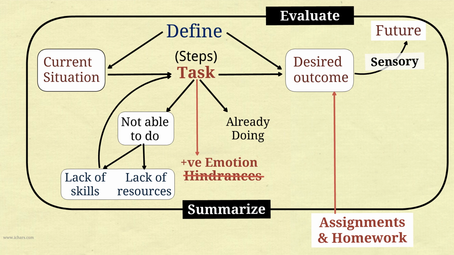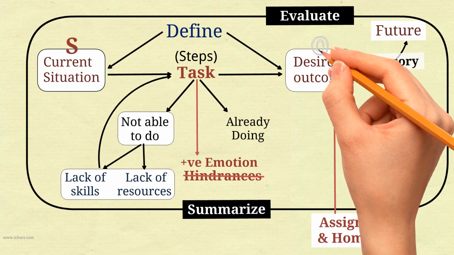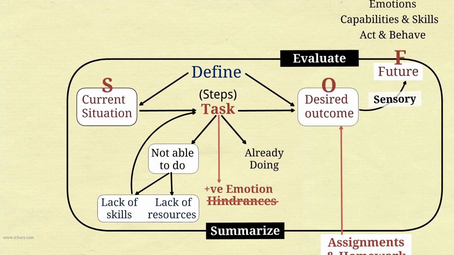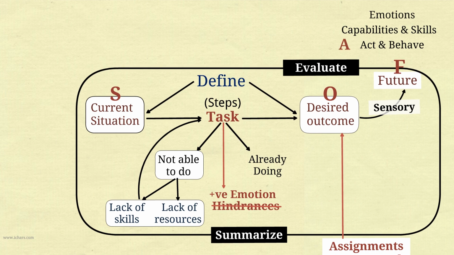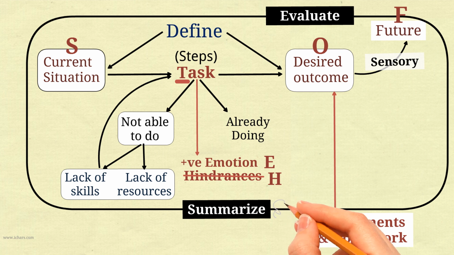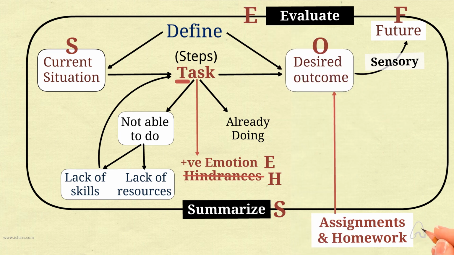In short, our entire approach can be summarized using the acronym SOFTSEA, where S stands for current situation, O stands for desired outcome, F for future, which includes actions, capabilities and emotions, which are represented by A, C and E respectively. T stands for tasks and includes subpoints like hindrances and replacement emotions, which are represented by H and E respectively. Finally, we have the SEA. Each letter stands for summary, evaluation and assignment.